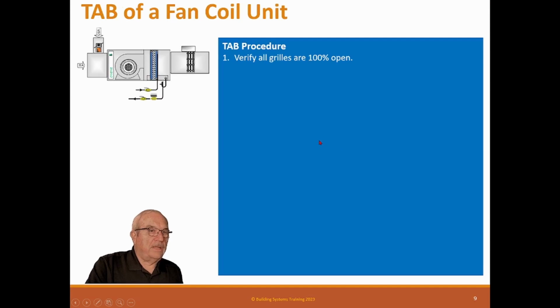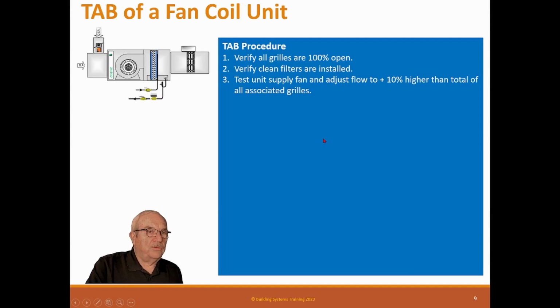Now let's talk about the balance. So of course, grilles open, filters installed, test the unit to make sure it works. Now that's part of the TAB testing process. You need to test the unit to make sure it works. And that includes the electric heater.